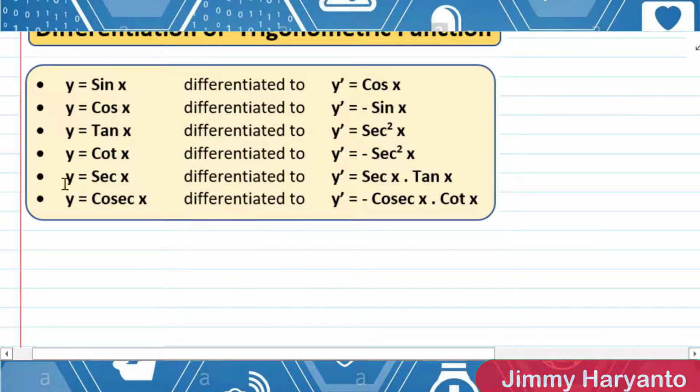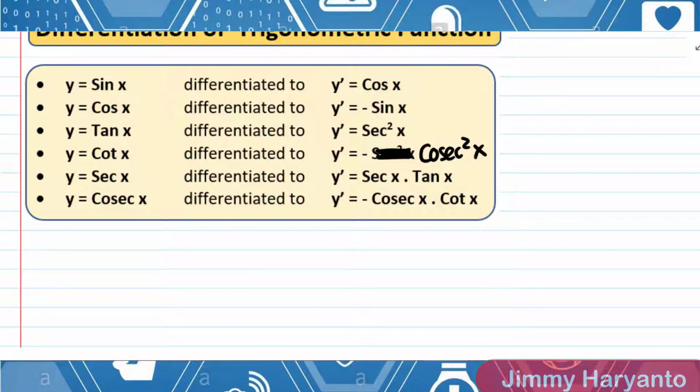So first you have to memorize this differentiation. First is sin x. Sin x differentiated into cos x. Cos x become negative sin x. Tan x become secant square x. Cotangent x become negative secant square. Oh wait, no, this one is negative cosecant. I'm so sorry. So this one is negative cosecant square x. Okay, next is secant x differentiated into secant tan, and cosecant x become negative cosecant cotangent.